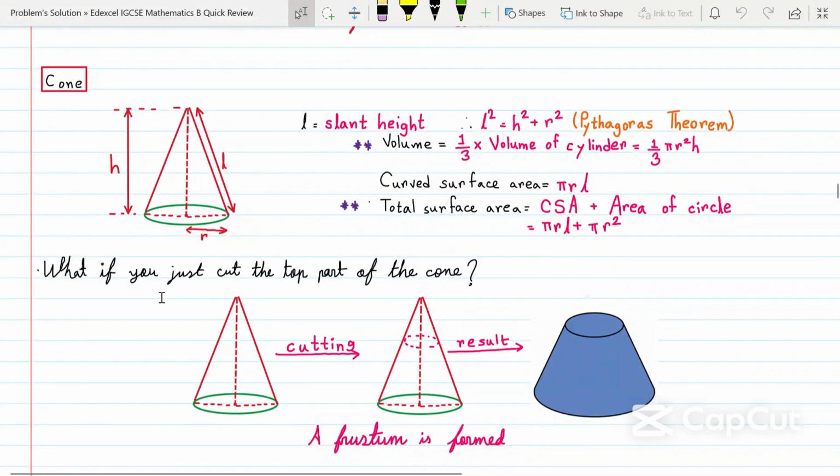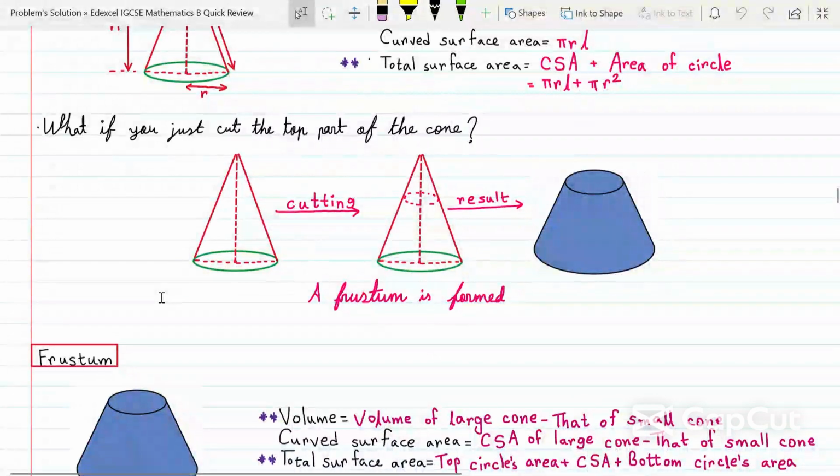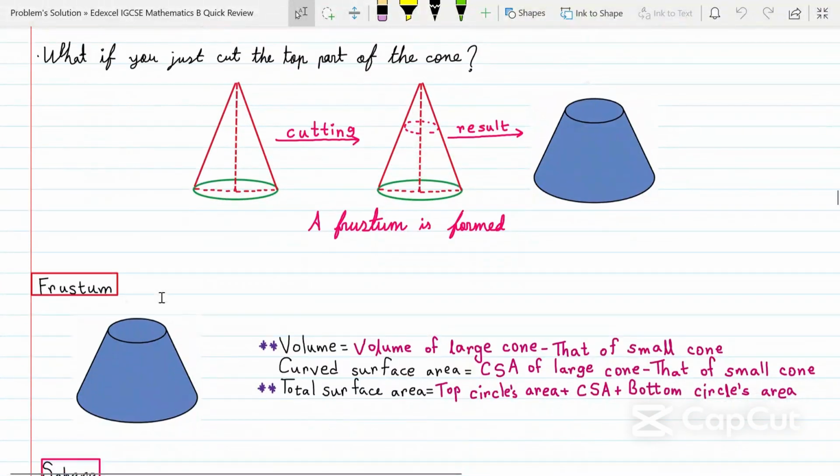Okay, now let's discuss the frustum. Well, the first term here is basically the easiest one. Mainly you need to know the volume of the whole cone. Therefore, the frustum's volume is the larger cone's volume minus the smaller cone's volume. So for the smaller cone, you have to know the radius of the base.